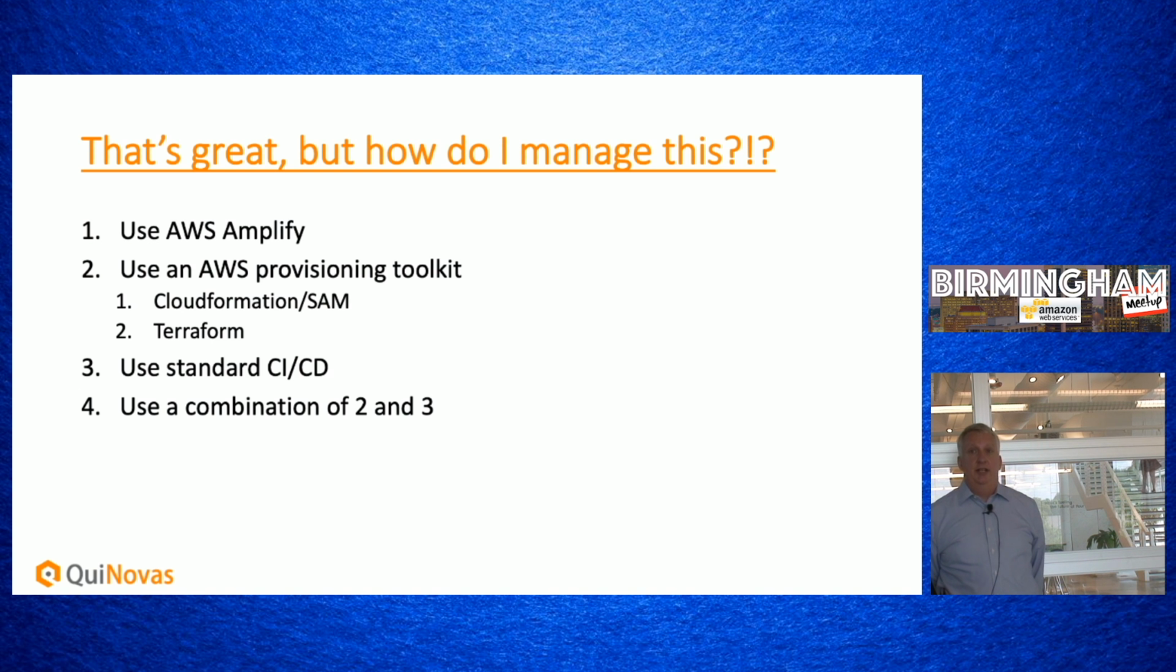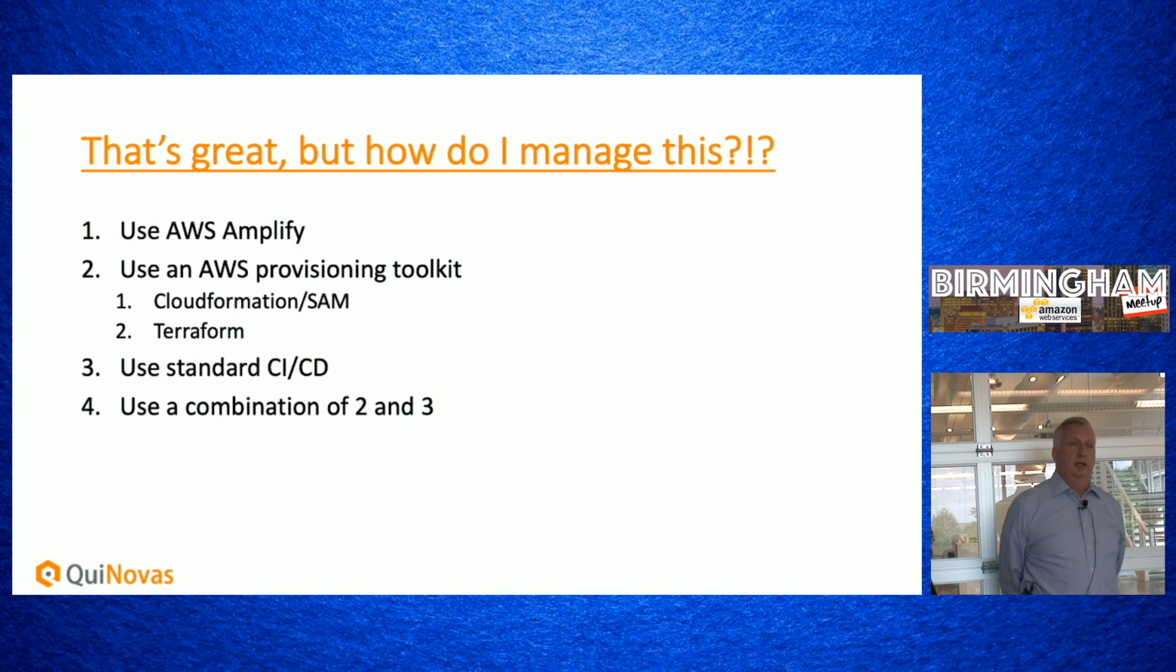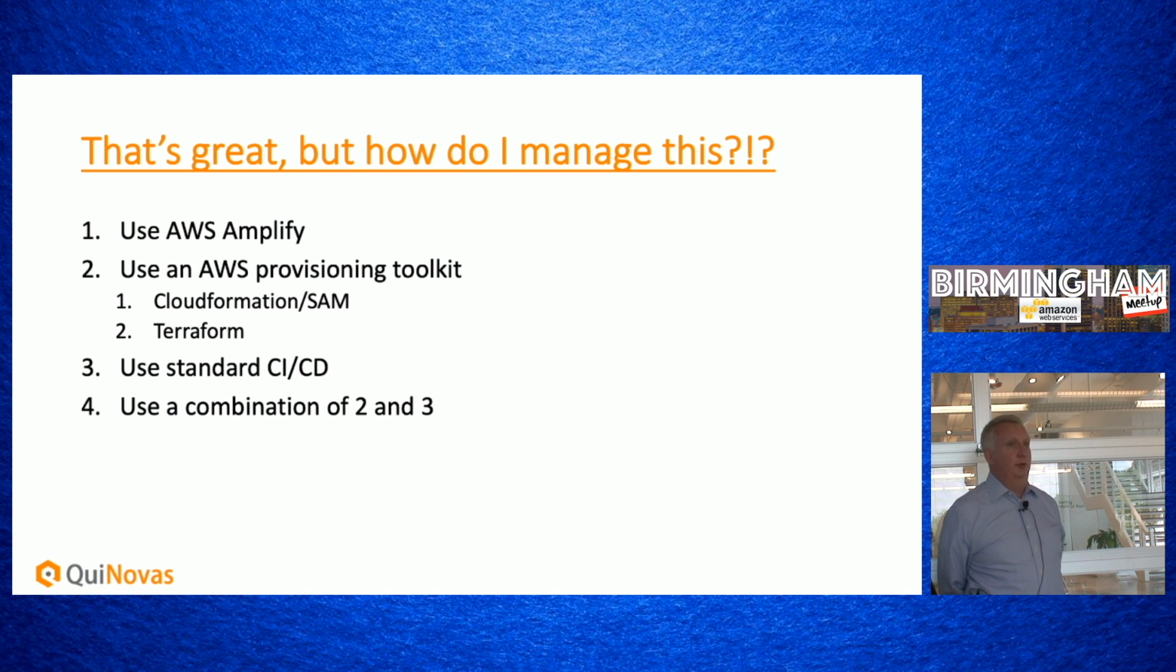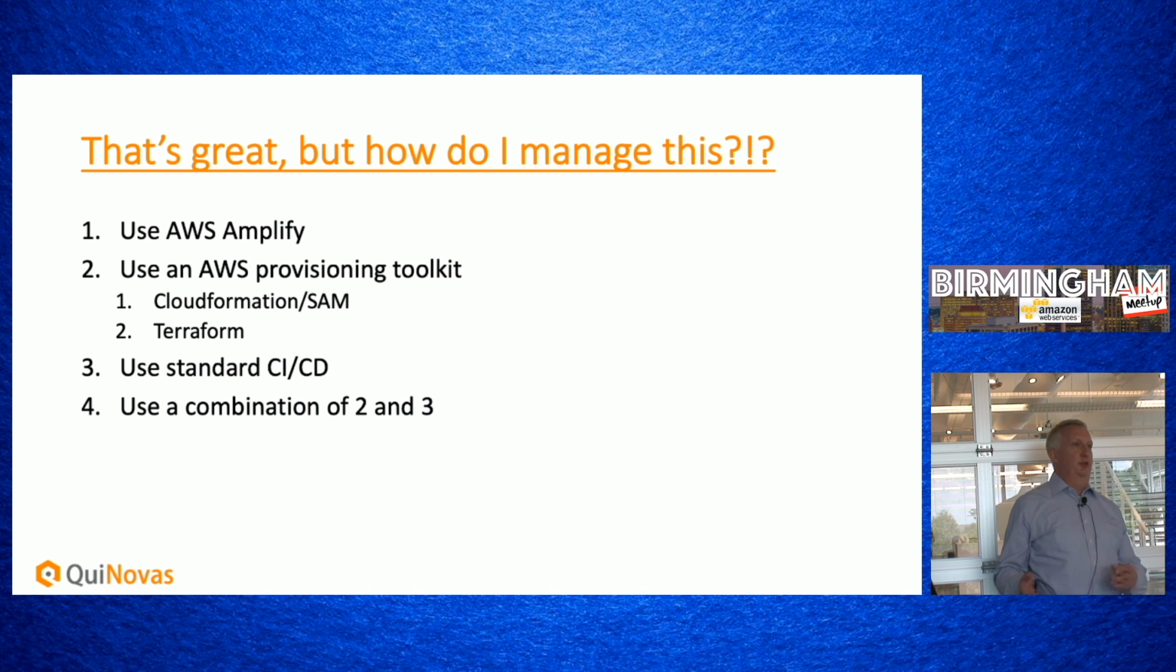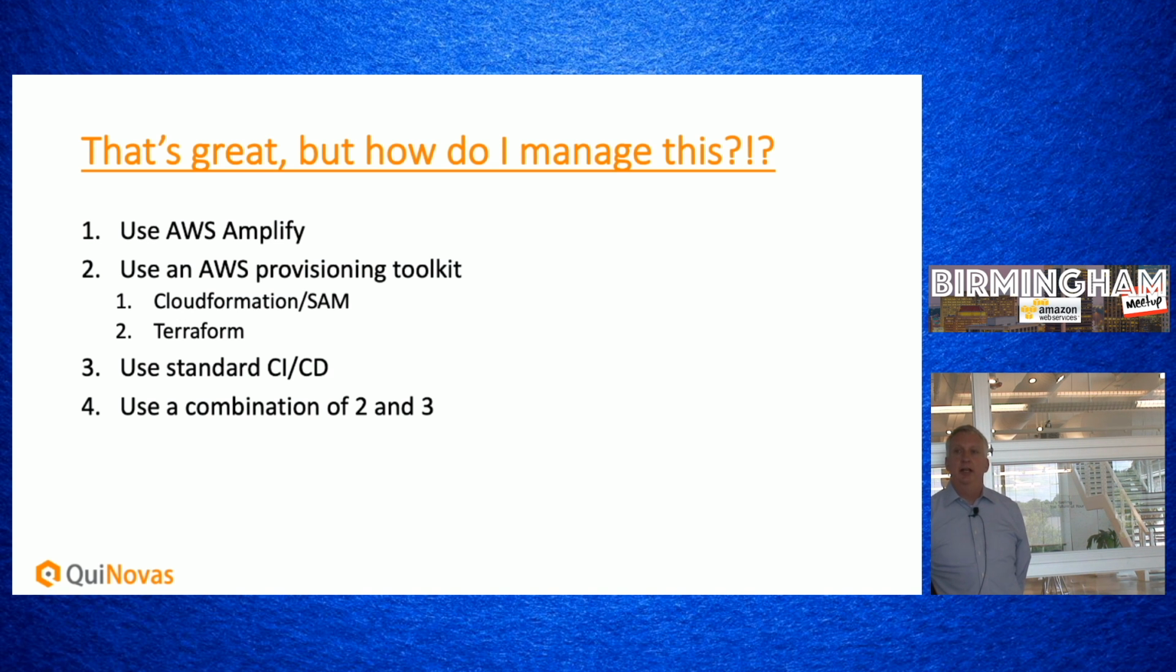You can use standard CI/CD, so you could put all of the stuff into a standard CI/CD process using AWS CLI and basically hand code all of that. But once again, I have a challenge with that, because that's putting the construction of infrastructure into your CI/CD pipeline, which is a development sort of construct. So I actually use number 4, which is a combination of 2 and 3 to get this done.